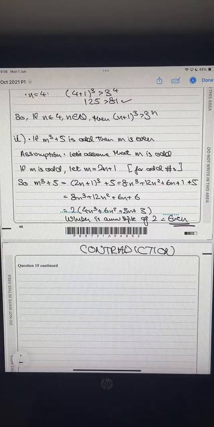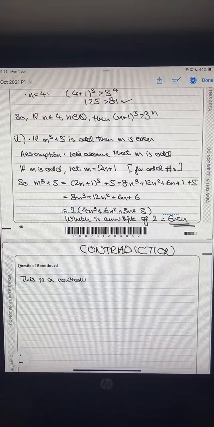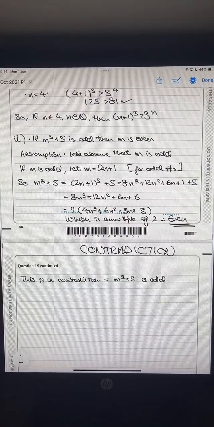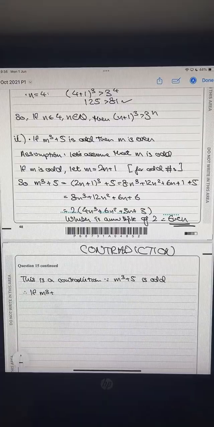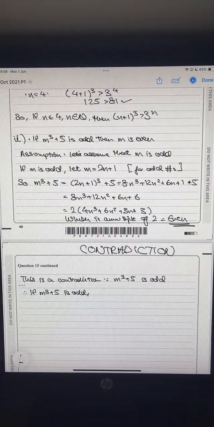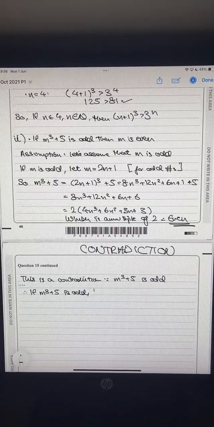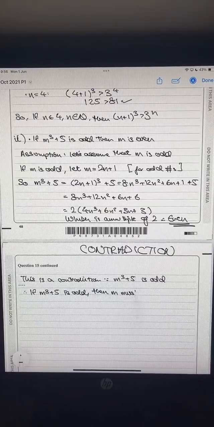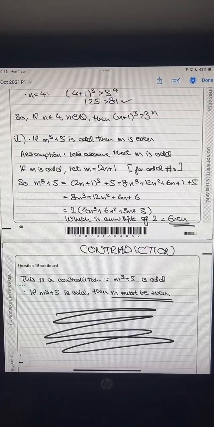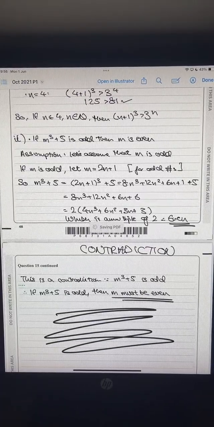Now we need to actually state our conclusion. So this is a contradiction because m cubed plus 5 is meant to be odd. So then you state the original line. Therefore, if m cubed plus 5 is odd, then because we've shown that if m is odd, we're not going to get this to be odd, then m must be even. And that is a wrap on the paper with a little proof by contradiction question at the end.